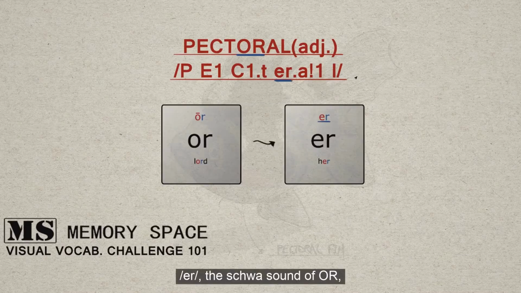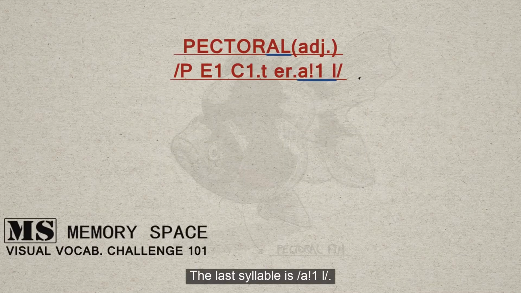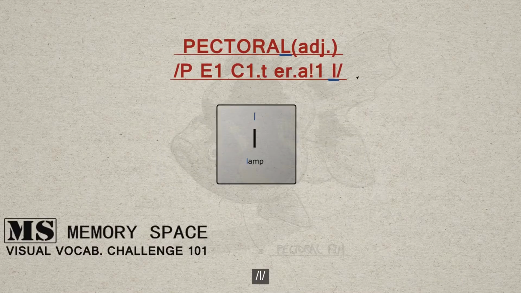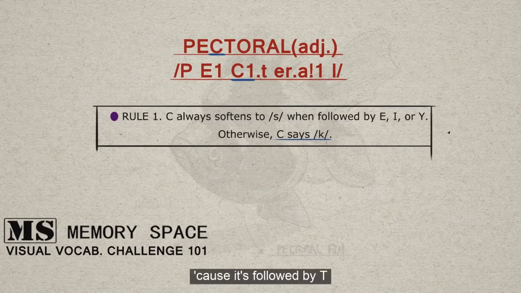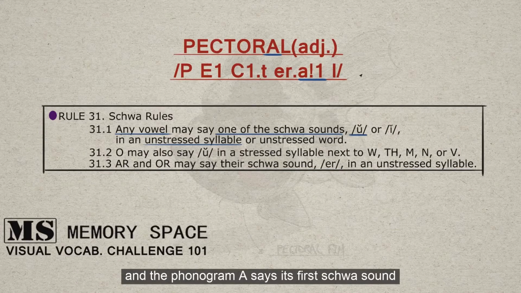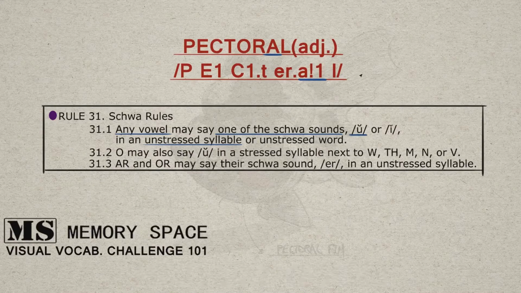The schwa sound of or controlled by r. The last syllable is o. The first schwa sound reduced from a. The first sound of a-r. O. C says k because it's followed by t, not e-i or y. Or says it's schwa sound because it's in an unstressed syllable. And the phonogram A says it's first schwa sound because it's also in an unstressed syllable.